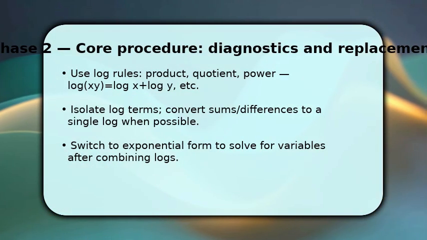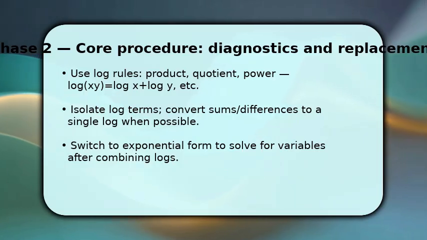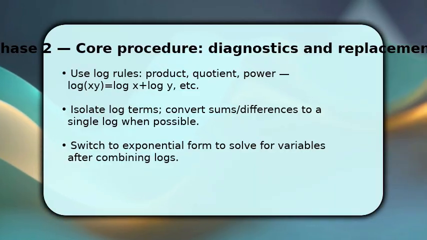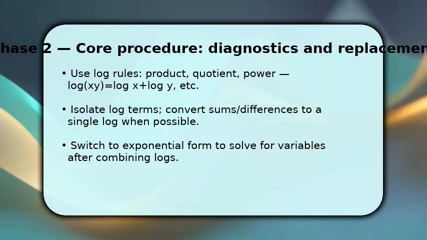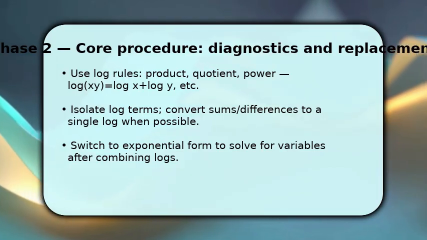You now work through the core algebra. Apply product, quotient, and power rules to compress or expand expressions. For example, combine log terms into one log when possible so you can exponentiate cleanly. When logs sit on both sides, move terms so a single log remains. Once isolated, convert to exponential form to solve for the variable.